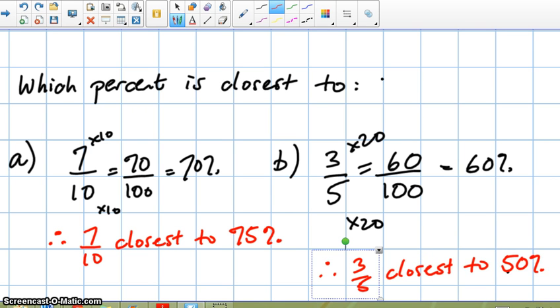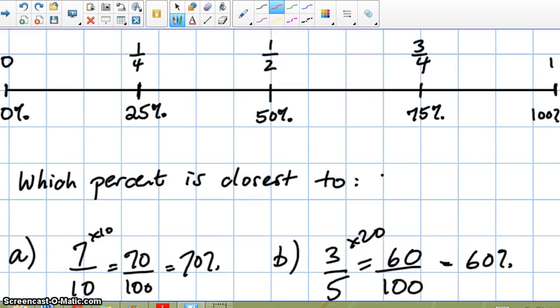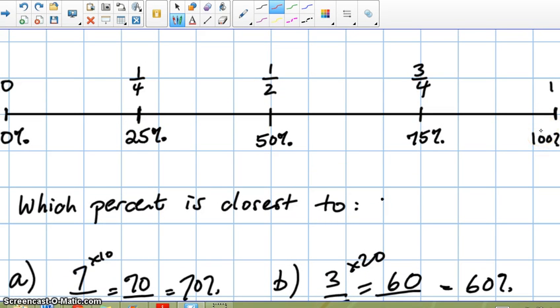You should even be able to tell by looking at the fraction over 5. We know 3 over 5 is over 2.5 over 5, so we know that it's going to be close to 60% in terms of our estimate. So it's going to be closest to 50% if we're looking at our benchmark percents. Again, something like 7 over 10 or any fraction over 10, you should be able to tell what the corresponding percent is. So your benchmark percents can actually help you figure out and estimate which percent fractions can be closest to. And that's it.